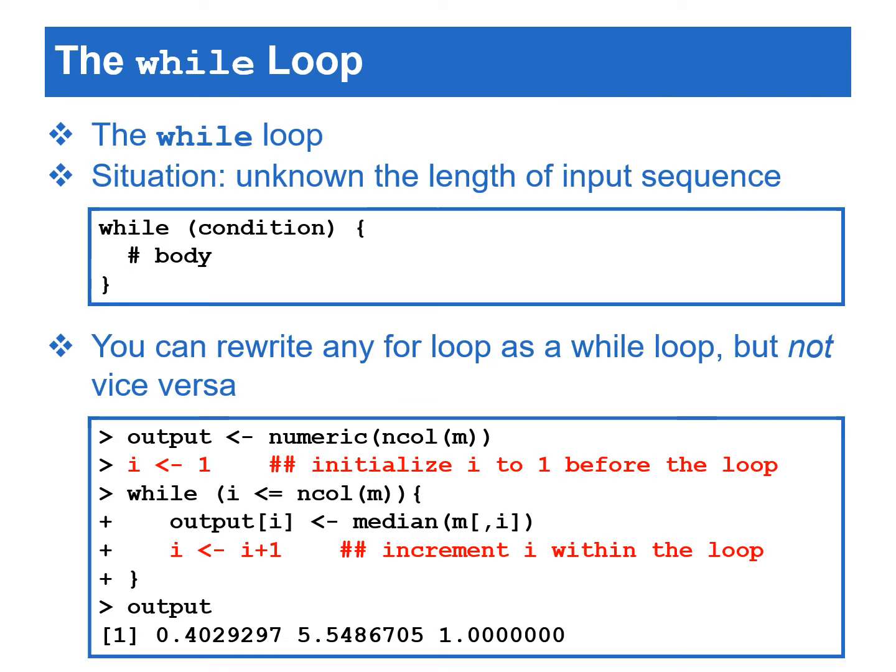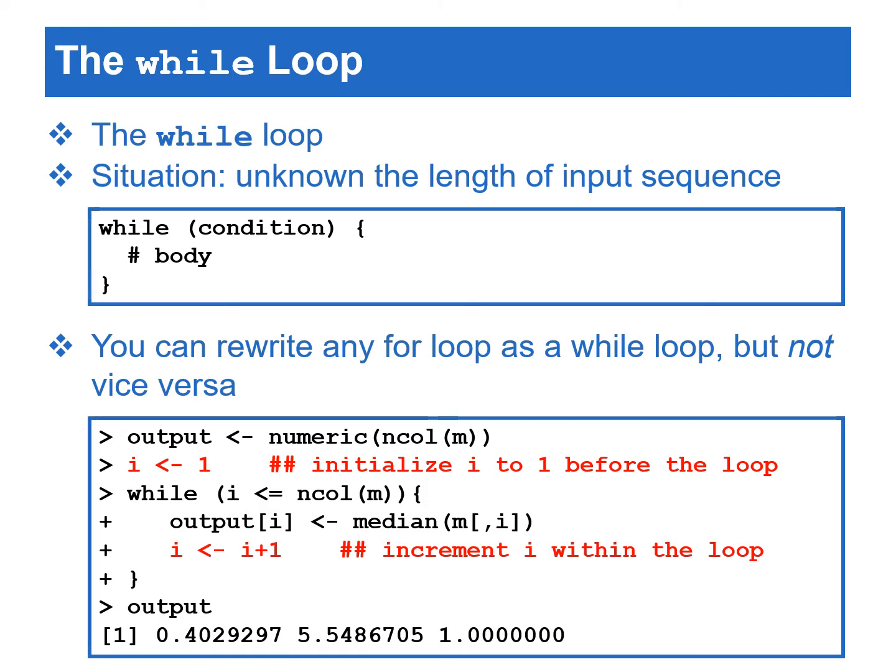Sometimes we do not know how long the input sequence should run. In this situation, we cannot use a for statement. Instead, we can use a while statement, which consists of a condition and a body. The loop will keep iterating if the condition is evaluated to be true. We can rewrite any for loop with a while loop, but not vice versa.